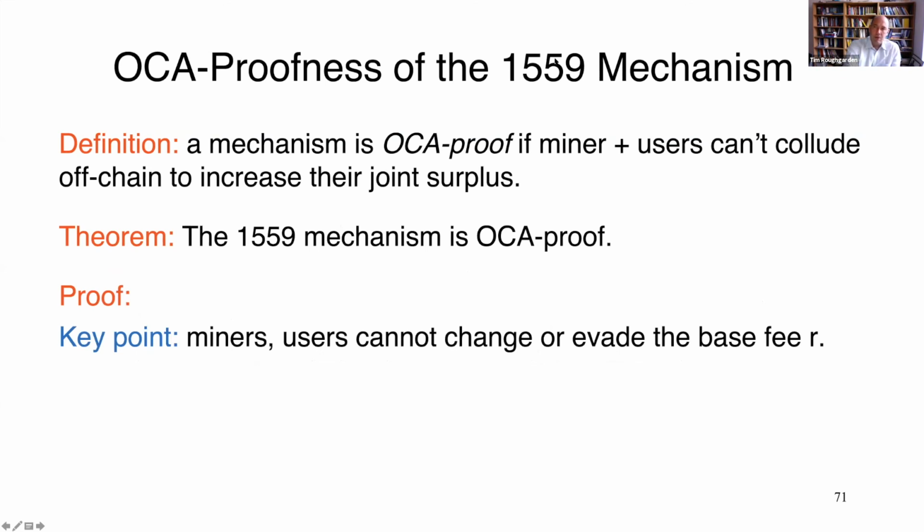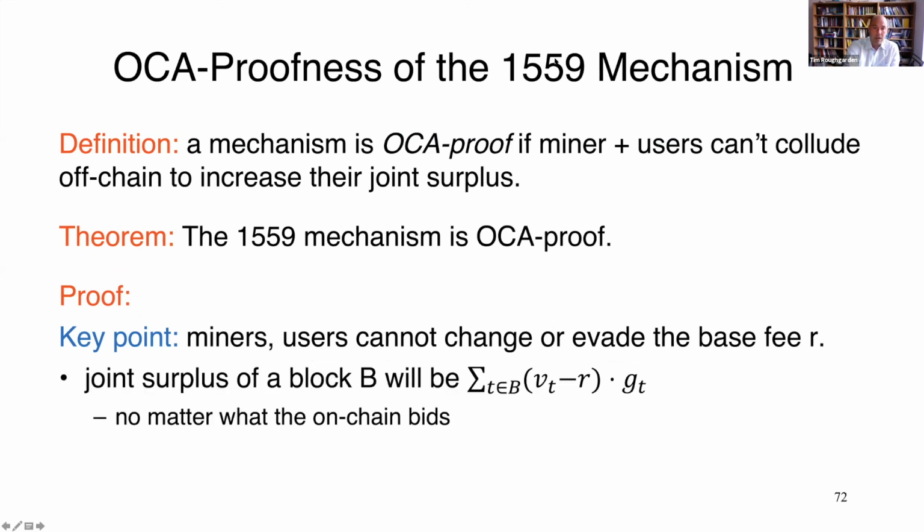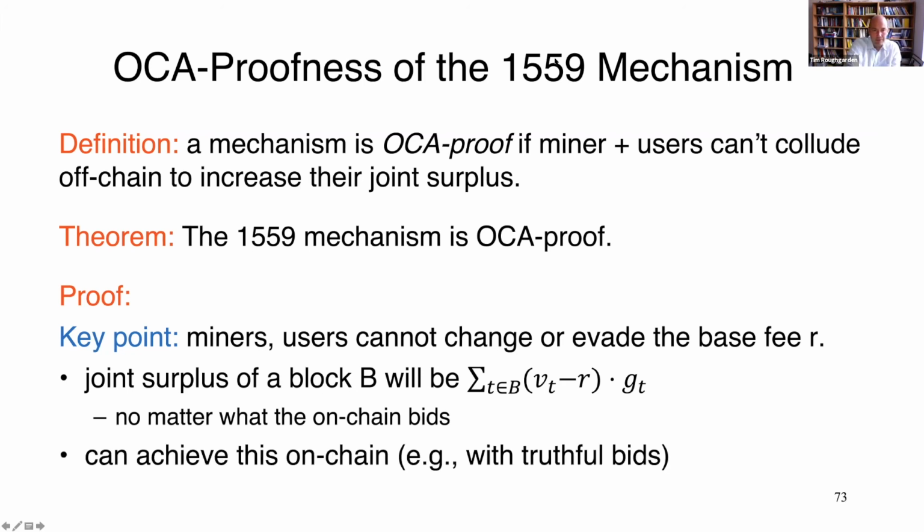It's also OCA proof. Okay, OCA proof, remember, is what we did not have when the base fee was not burned. And so it's very important that the base fee is burned. It's important that the miner and users cannot manipulate what that base fee is. The argument here is a little more subtle, but along the same lines as a first price auction, you get OCA proofness for the 1559 mechanism. And I'll have to skim over the subtle details there.